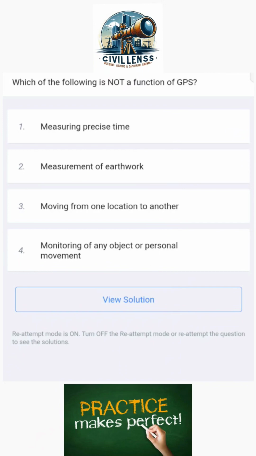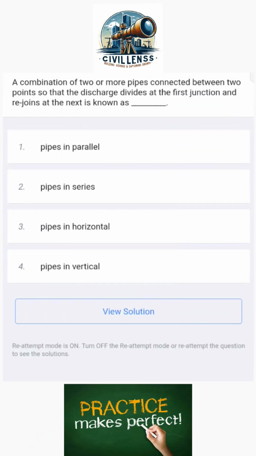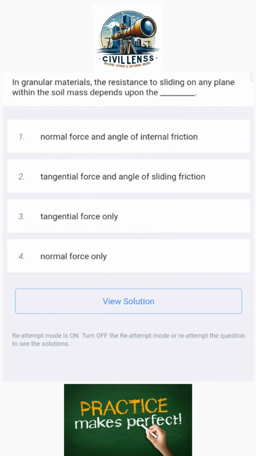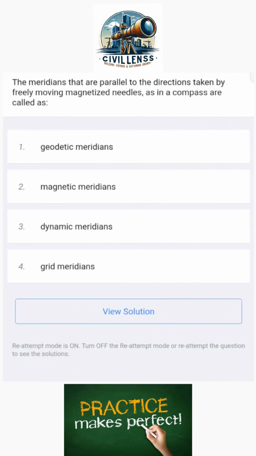Which of the following is not a function of GPS, Global Positioning System? It is a measurement of earthwork. A combination of two or more pipes connected between 2 points so that discharge divides at the first junction and rejoins at the next is known as pipes in parallel. In granular material, the resistance to sliding on any plane within the soil mass depends upon the normal force and the angle of internal friction.